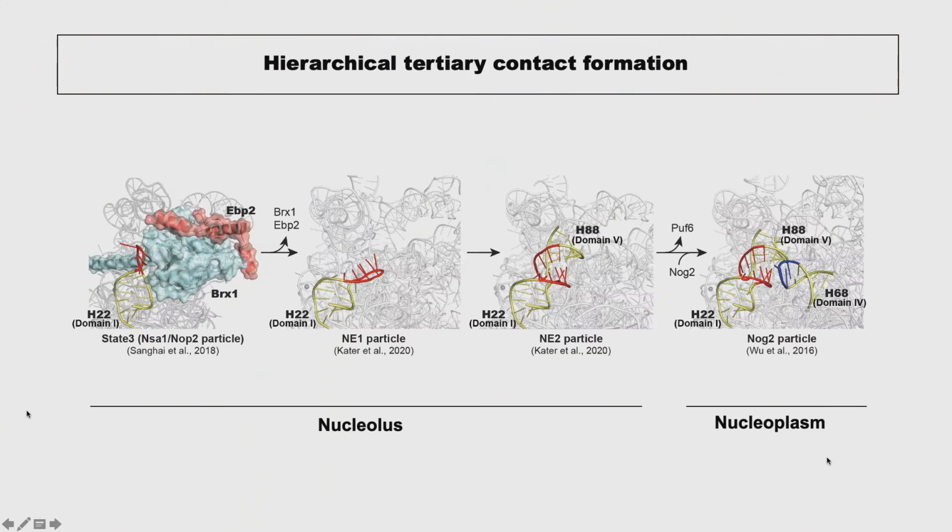And when we look at the available structures of ribosome intermediates from different states, we could follow the formation of this tertiary contact on the pre-ribosomal particle. These are particles from the nucleolus, very early stages, and we could see that initially helix 22 is shielded by other assembly factors, BRIX1 and EBP2. When these two factors are released, this helix is positioned in a way that it can engage with helix 88 to form this kissing loop. And then later on, in the nucleoplasmic particles, we could see that this tertiary contact is already formed.